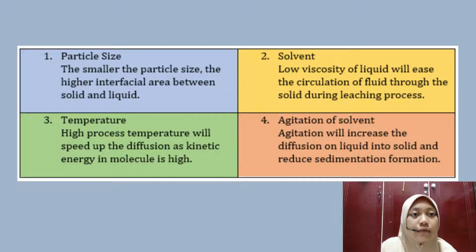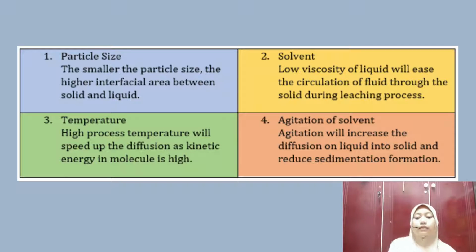For the next factor, which is solvent, we need to ensure the solvent has low viscosity in order for it to circulate freely between the solids in the leaching process. And next is temperature. The solubility of the material being extracted will increase when temperature increases, giving a higher rate of extraction, and the diffusion coefficient will increase with the rise of temperature, and it will improve the rate of extraction. And the last factor is agitation of solvent.